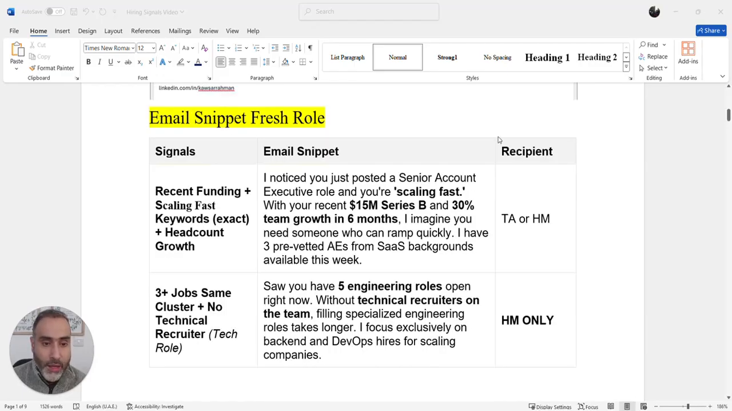Here is another example based on different angles. "You have 5 engineering roles open right now without technical recruiters on the team. Filling specialized engineering roles takes longer. I focus exclusively on backend and DevOps hiring for scaling companies." This time, we're using signals like number of roles in the same cluster and no technical recruiters.